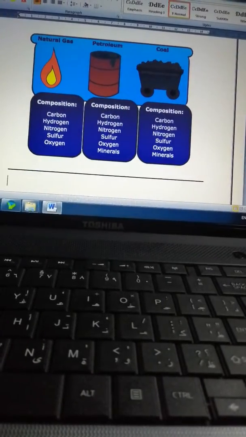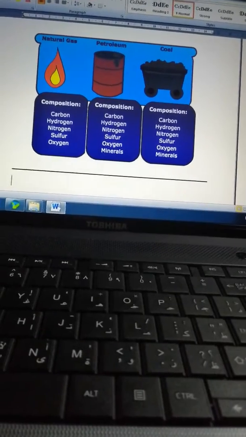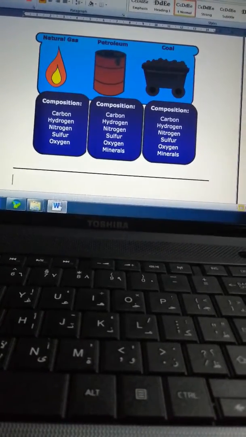And this picture shows you natural gas, petroleum, and coal composition.